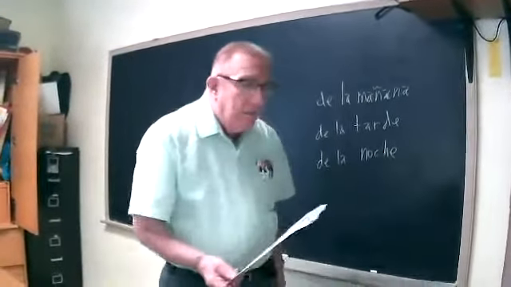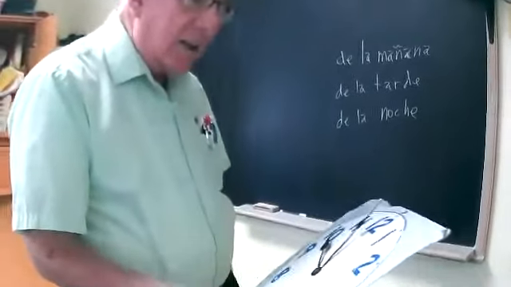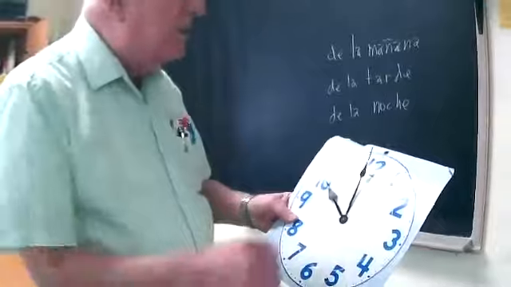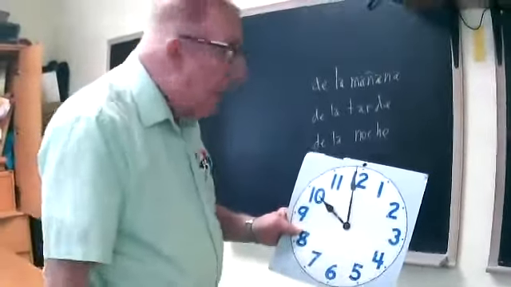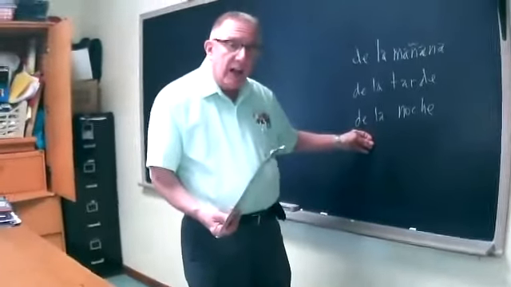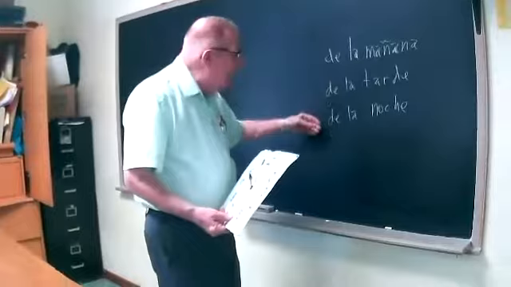All right? But now you want to tell me it's 10 o'clock at night. Now you're going to confuse me, right? It's still son las diez. But then the words for it are de la noche, of the night. It's 10 o'clock of the night. So you've got a.m. and two p.m.s, basically.